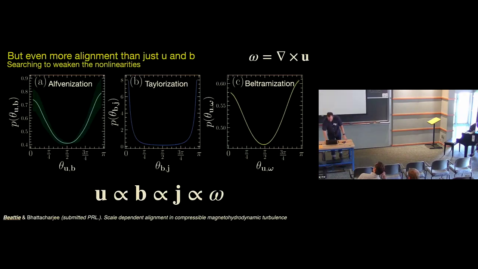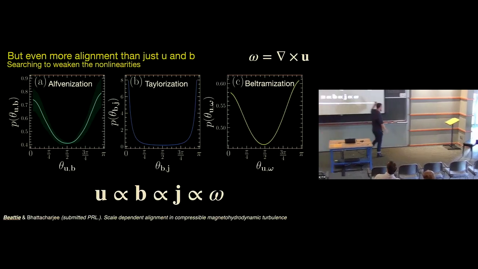So you've probably seen this plot before. The question was, do I get other alignment? I talked a lot about u and B alignment in the saturation. Do I see other alignment? Yes, I do, and this is very suspicious of a relaxation process. Now that you see the full picture here, you're seeing u and B alignment, so alignment between the velocity and the magnetic field, B and J alignment, where J is the curl of B, and u and omega alignment, where omega is the curl of u.